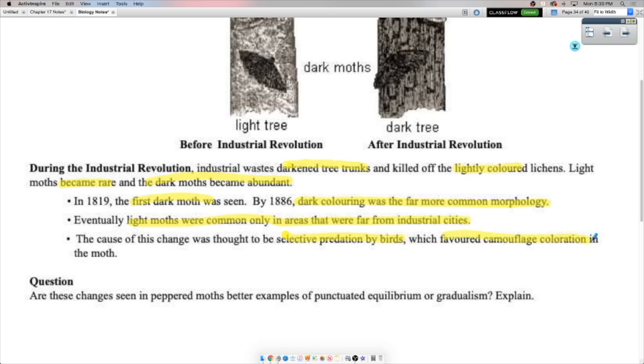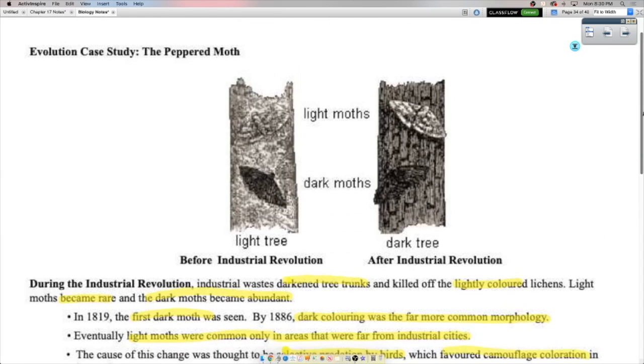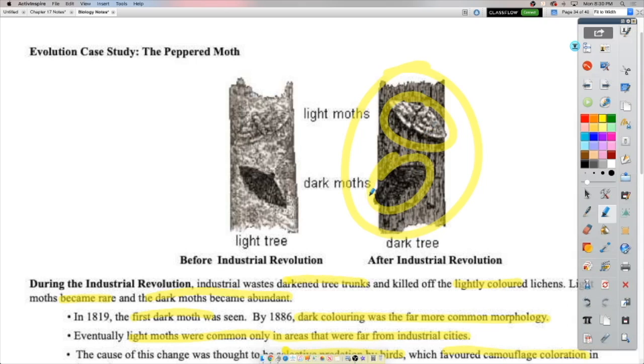You could probably have thought this out yourself, right? If you're a dark moth on a dark tree, it's harder for the bird to see you. Imagine you're a bird rolling up to this tree. Where are you going to go? Easy target, right? Go for that guy. You might notice the other one, but you're a lot more likely to see that guy and eat him right away. Whereas before the Industrial Revolution, it's the total opposite, right? You want to be that light peppered moth.